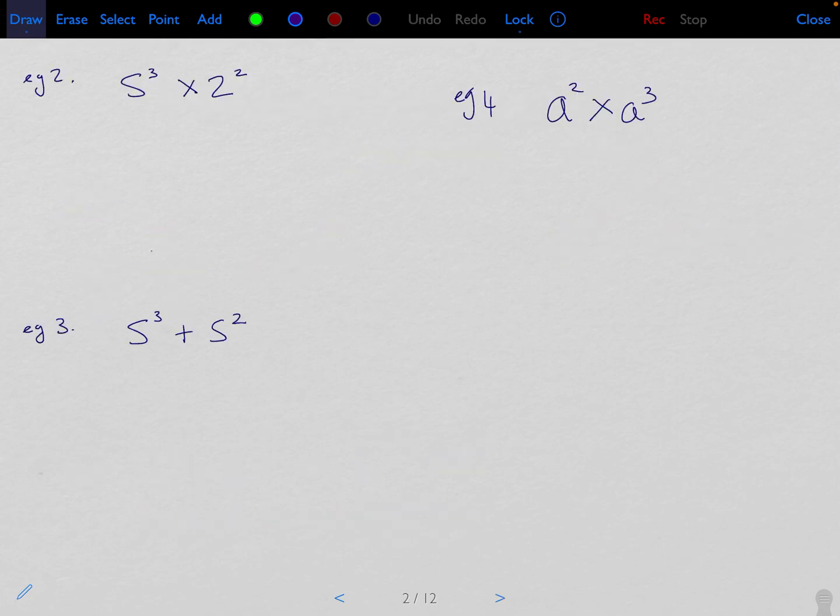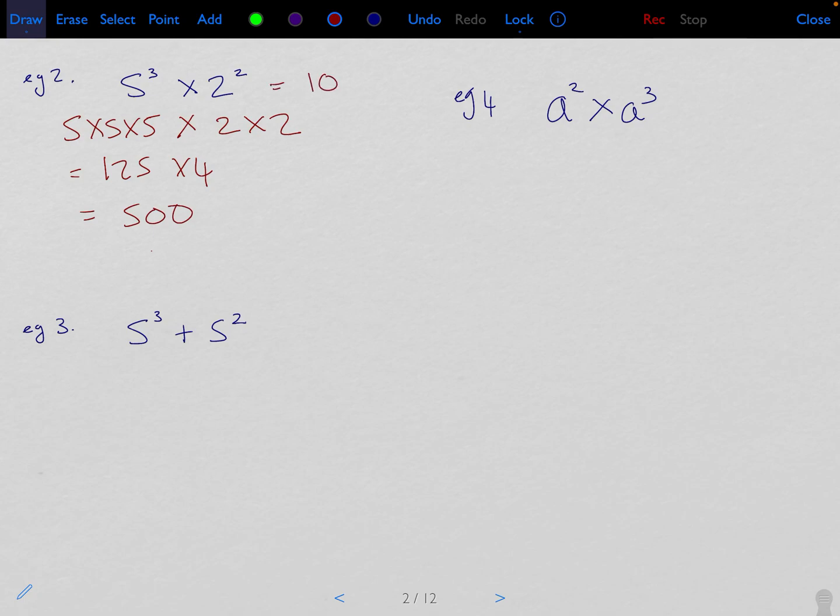Next example. So this one over here is just to show you that there is no rule for when it's multiplication of different bases. So this one means 5 times 5 times 5, and then there's a times sign, and then we've got 2 times 2. So your answer is 125 times by 4, which is going to be 500, right? So you can't go and say that this is equal to 10 to the power of 5 or something ridiculous like that. That would be 10 times 10 times 10 times 10 times 10, which is going to be 10,000, which is way too big and just totally wrong. So there's no rule for blending different bases.